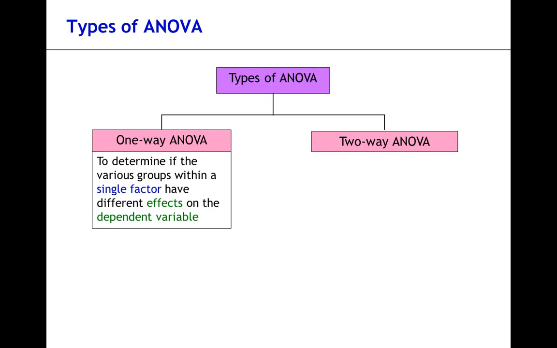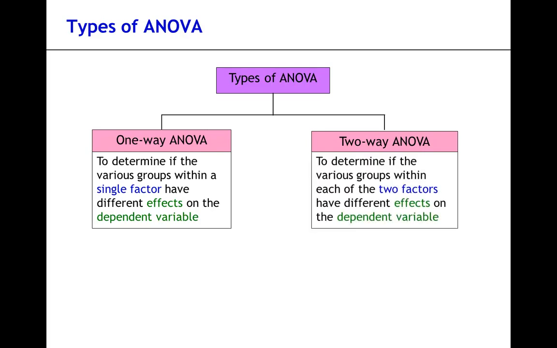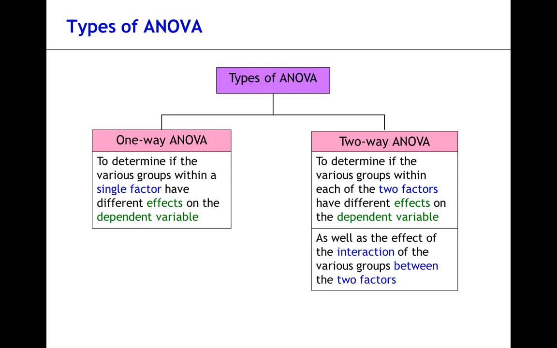In two-way ANOVA, 2 factors are involved, and we set out to determine if the various groups within each of the 2 factors have different effects on the dependent variable. On top of that, we also need to examine the effects of the interactions of the various groups between the 2 factors. We'll present an example of each in the next 2 slides, but eventually we'll only focus on one-way ANOVA for this course.